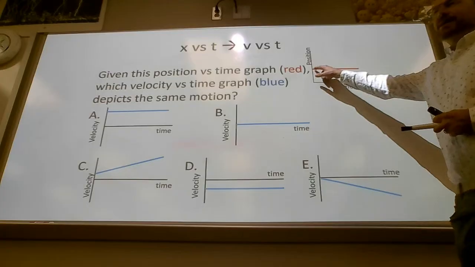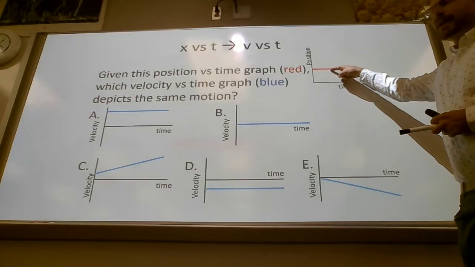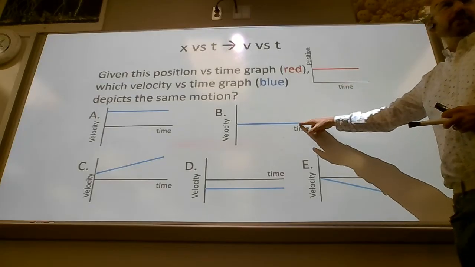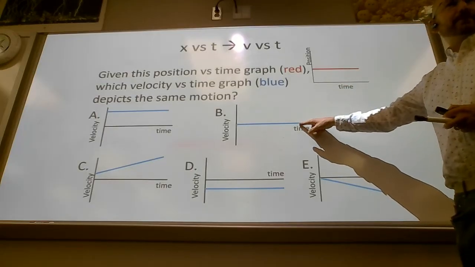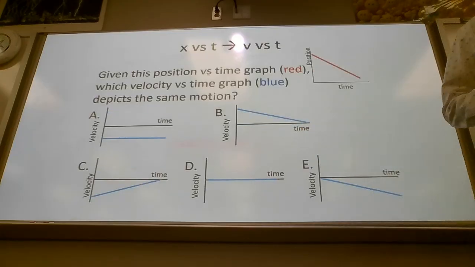Okay? This tells us we are maintaining the same position. So our speedometer is going to read 0. So we're standing still. Good? Next question.